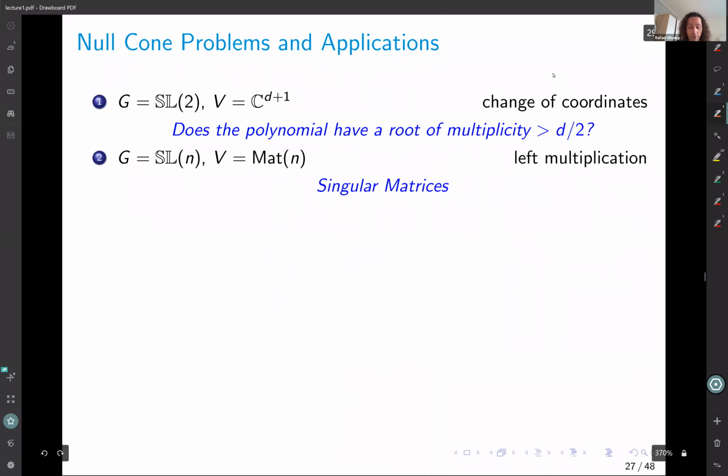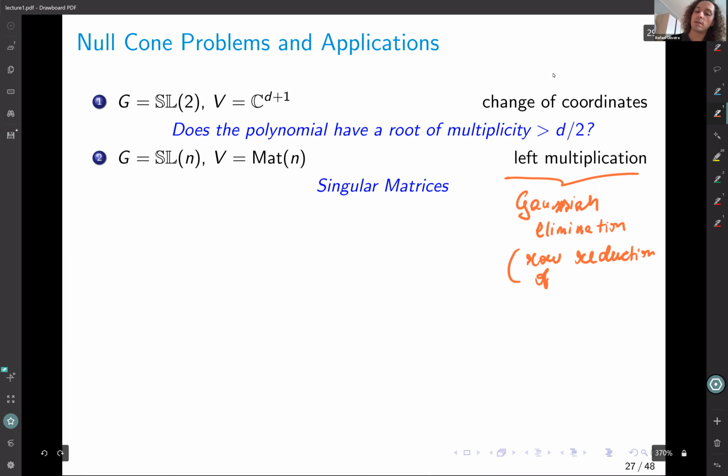And now, if we have, for example, the left multiplication action, computationally you can think of it as the action that one gets by Gaussian elimination, or to be more precise, row reduction of matrices.